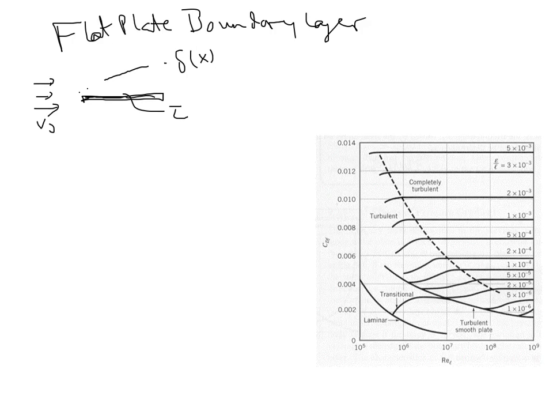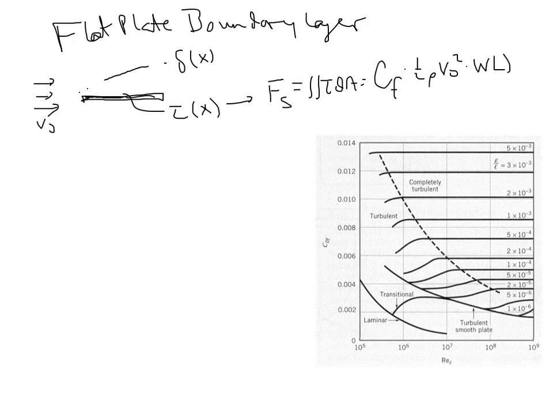The shear stress on the plate is defined as tau of x, and then we can integrate tau of x to define a total shear force, which is the area integral of tau over the entire flat plate. But we're going to write this as a friction coefficient times 1/2 rho v0 squared times the surface area of the plate, so the width times the length. The friction coefficient of the plate is a function of the Reynolds number based on the length of the plate, as well as the roughness. So Ks over L, the roughness, in the same way that we had roughness for pipes.